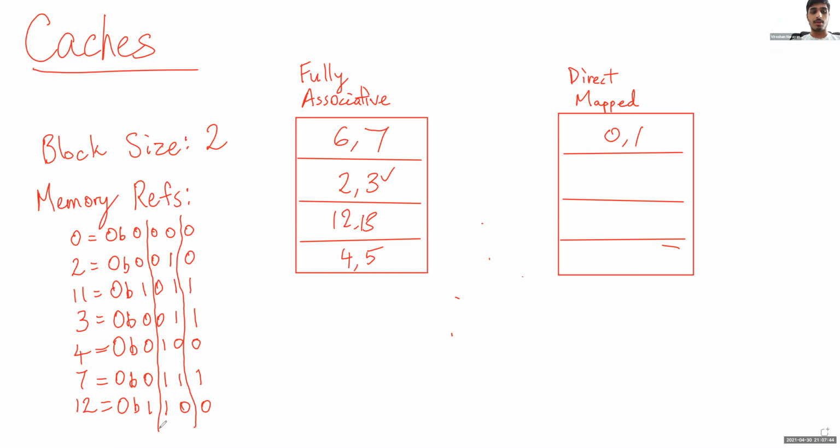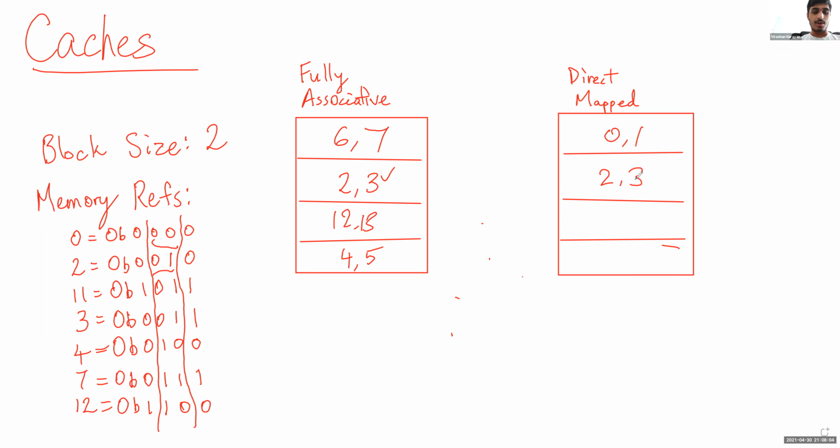So we did 0, 1, right? And this basically says 0, we'll put in index 0. Memory address 2, these 2 bits encode 0, 1, that's just regular 1. So we'll go to index 1 in the cache and put in 2 and 3. Again, it's pretty much the same so far.